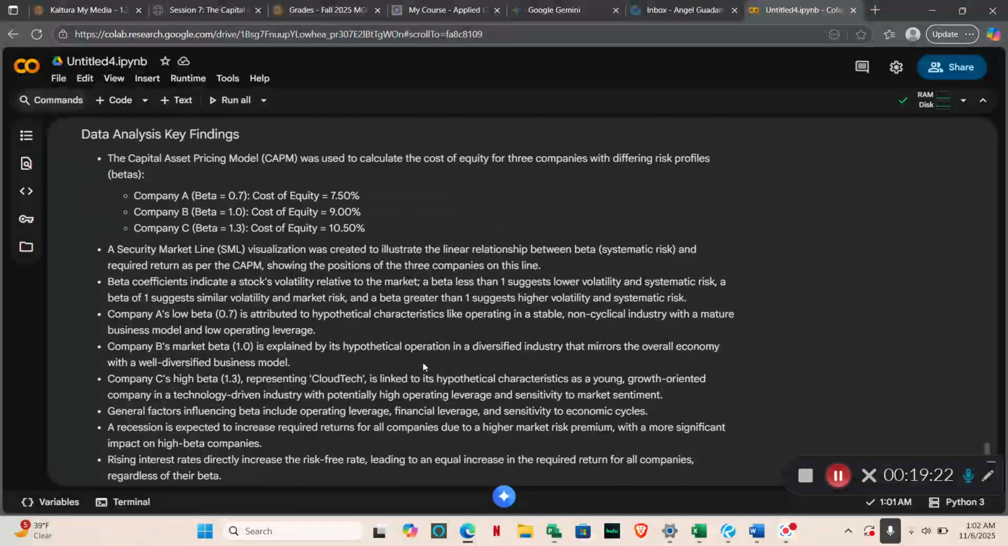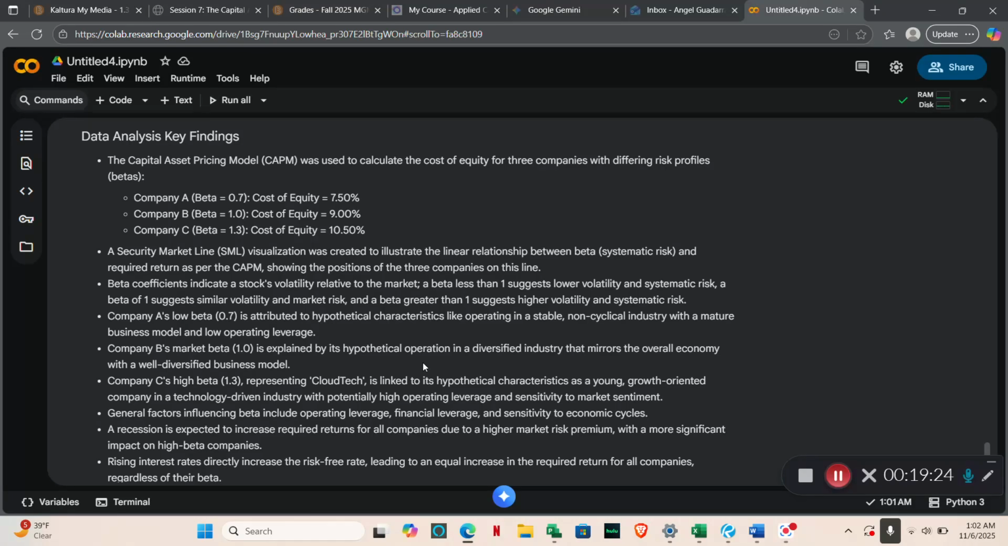This is a little summary of everything that was calculated. Beta coefficients indicate a stock's volatility. Company A's low beta is attributed to hypothetical characteristics. Company B is explained by its hypothetical operation. Company C is linked to hypothetical characteristics as a young, growth-oriented company.